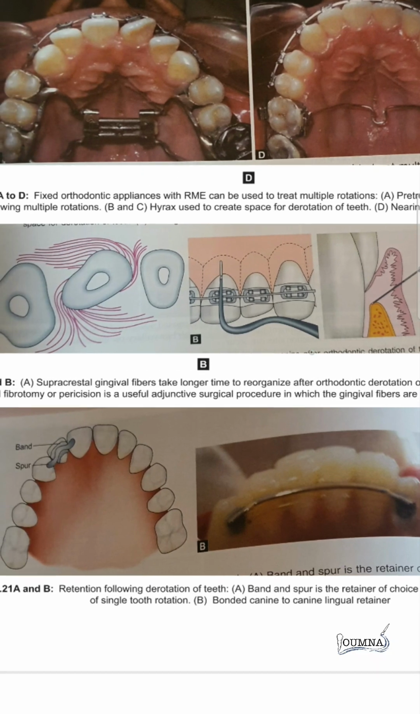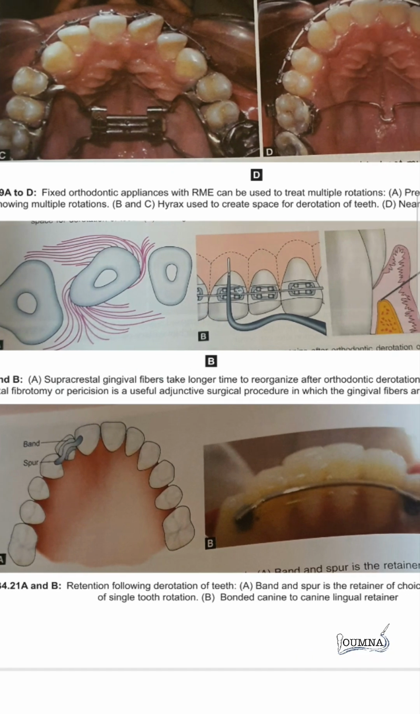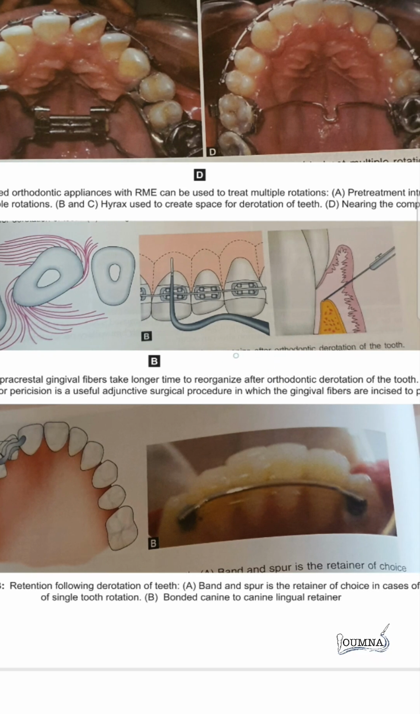So what we can do is some fibrotomy, removing these types of fibers to maintain the new position, where new fibers will be regrown in the new position of the teeth.